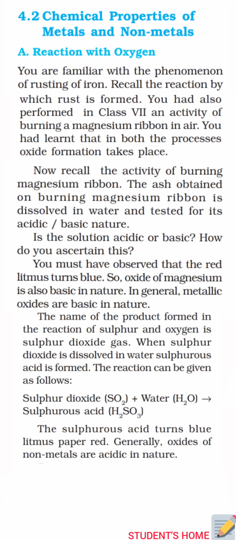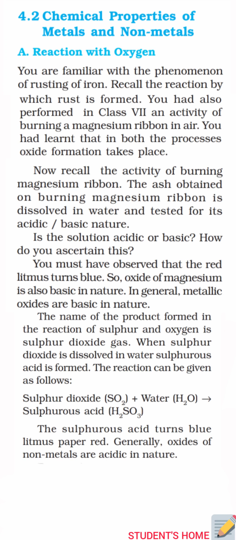So now recall the burning activity of magnesium ribbon. The ash obtained on burning magnesium ribbon is dissolved in water and tested for its acidic or basic nature. Is the solution acidic or basic? How do you ascertain this? You must have observed that the red litmus paper turned blue. So, oxide of magnesium is also basic in nature. In general, metallic oxides are basic in nature.